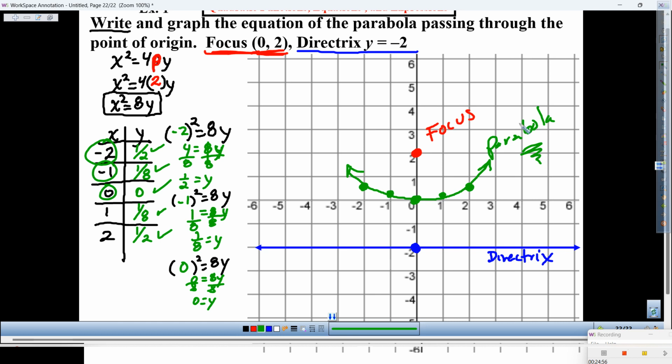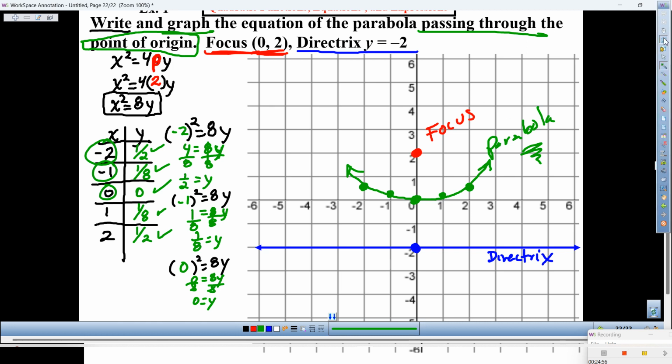So let's see if we did everything they asked us for. Did we write an equation for the parabola? Yes, Mr. Q. Did we graph our equation? Yes. Is it passing through the point of origin, by the way? Is it passing through (0, 0)? Yes, there it is. And once again, who notices that it opens away from the directrix and it opens towards the focus? Yes? All right, from 1 to 5, how comfortable are you with that? Yeah, we got this, right? 4, 5, 4, 5. This is the home plate.